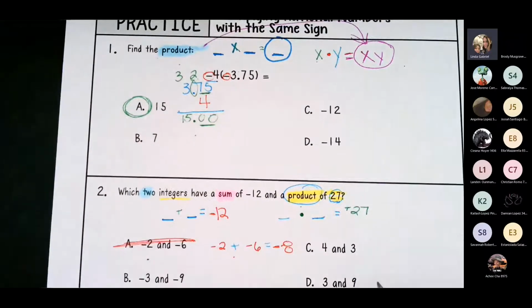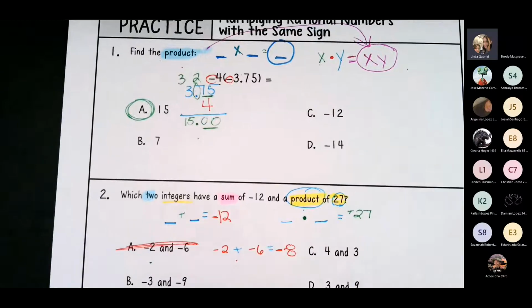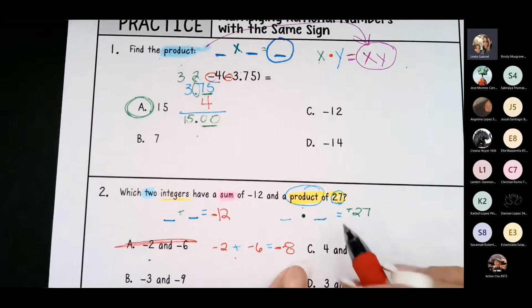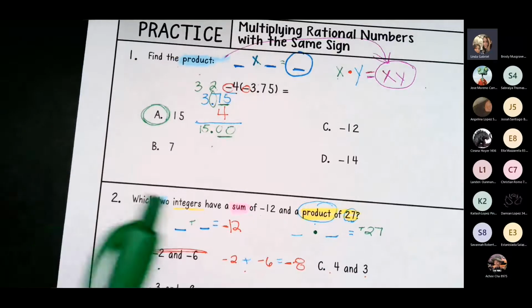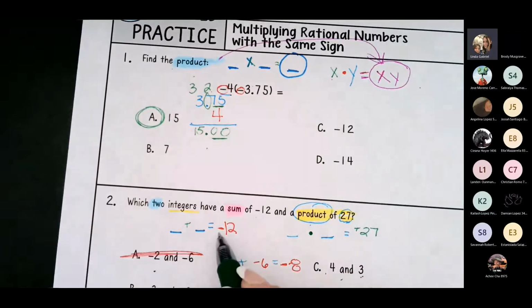All right, if we look at B, let's skip B for a second. Let's look at C. I have two positive numbers, right? I have 4 and 3. So it couldn't possibly be equal if I add those two to negative 12.